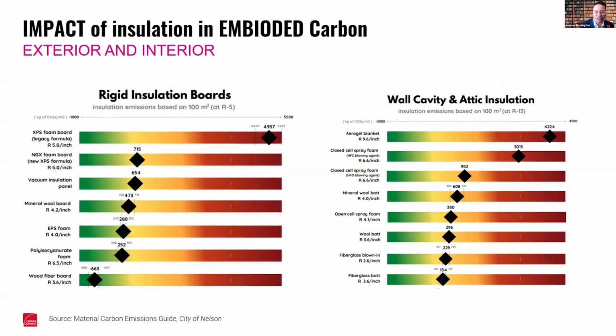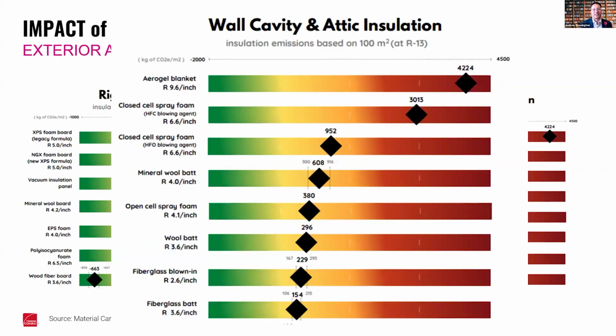That's just on the rigid board side, so that's the exterior insulation side. We take a closer look at the cavity wall insulation, and we can see mineral wool again is up there around 608 kilograms. Then we look at wood batts. So wood batts are at 296, and then we see fiberglass down there at 154. So you can see, depending on your insulation choices, it can really affect the amount of embodied carbon in the wall, because it can potentially be about 4 times more depending on which products you're looking at.